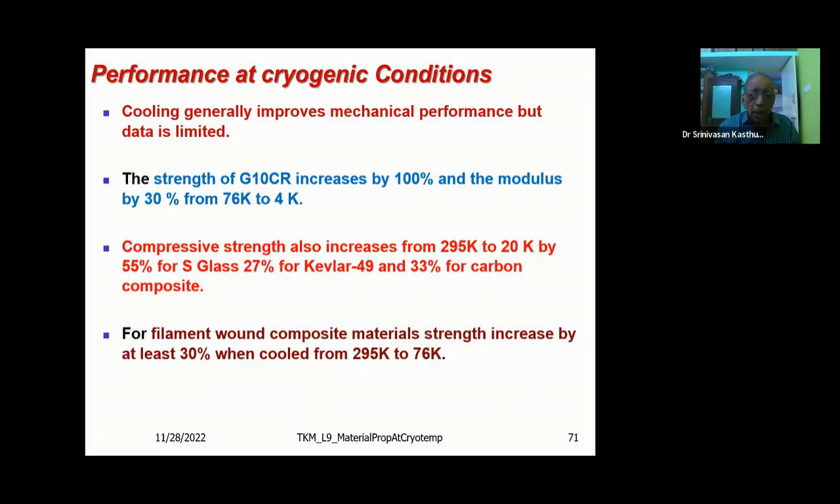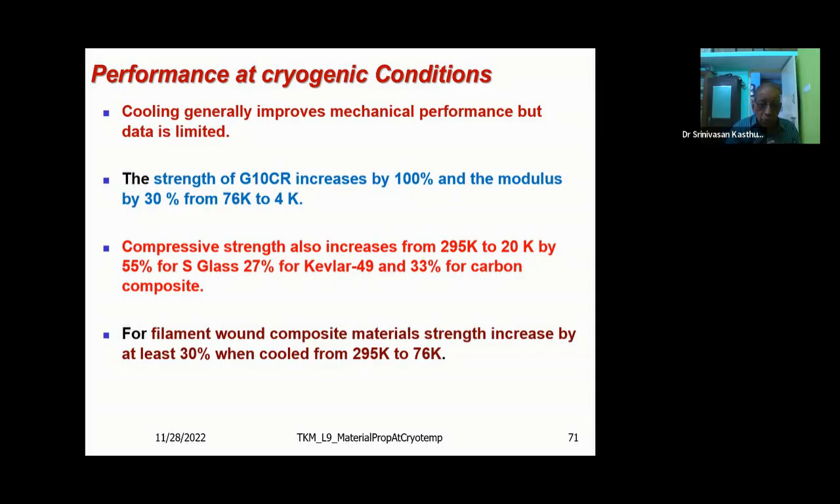Now, performance at cryogenic conditions. Cooling generally improves the mechanical performance, but the data is limited. Normally one uses what is called the G10 grade. Okay, G10 CR grade, its strength improves by 100%, and the modulus also by 30% from 77 Kelvin to 4 Kelvin.